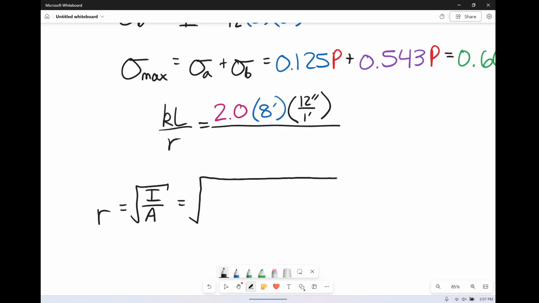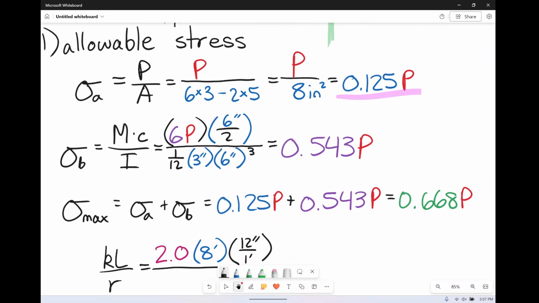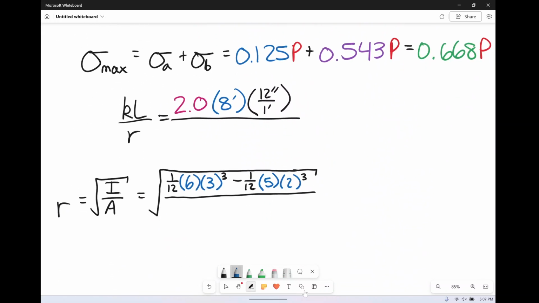For I, it's going to be the moment of inertia of the outside rectangle minus the inside. So for this one, I'm going to do 1/12 of a base of 6 and a height of 3 cubed, minus, again, 1/12 the inside, which would be 5 and 2 cubed, divided by the area. We already found the area up there, 6 times 3 minus 2 times 5, which was 8 inches squared. So for our first value of R, we're going to get 1.127.